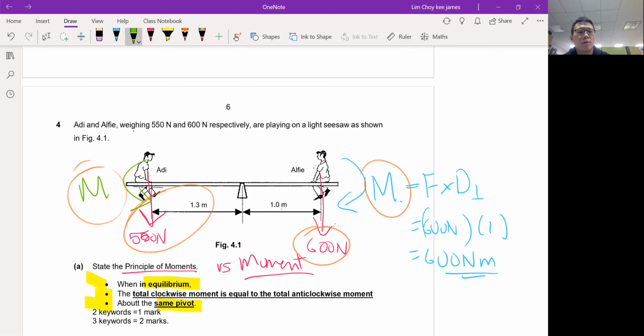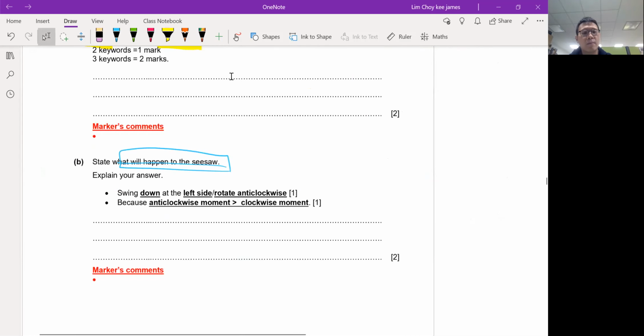For Adi, it will be 500 times 1.3. So you'll find that for Adi, the moment is 650 Newton meter. So the moment caused by Adi is higher than the moment caused by Alfie. The left side has the stronger moment. That's why the seesaw will rotate anti-clockwise. That's how I get my answer.